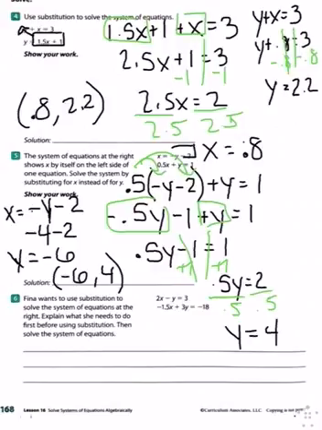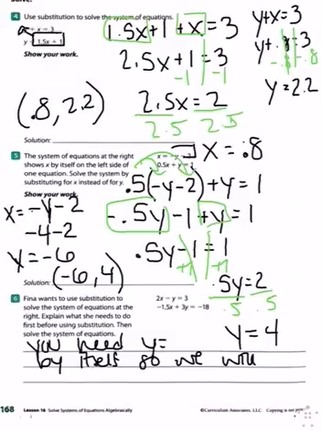Problem number 6. Fiona wants to use substitution to solve the system of equations at the right. Explain what she needs to do first before using substitution, then solve the system of equations. So, for this problem, you have to have a y equals by itself. So, we will rewrite the equation 2x minus y equals 3.